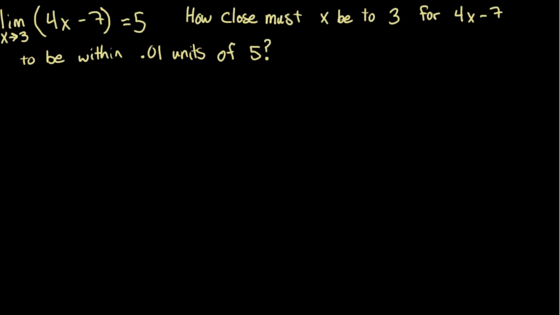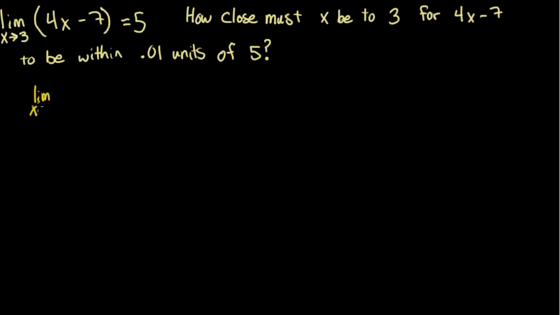Let's say we have the limit as x approaches 3 of 4x minus 7 equals 5, and we want to figure out how close x has to be to 3 for 4x minus 7 to be within 0.01 units of 5. This is the type of problem that you may run into in the manufacturing industry. So first we'll rewrite the problem.